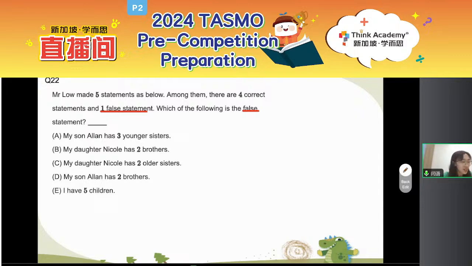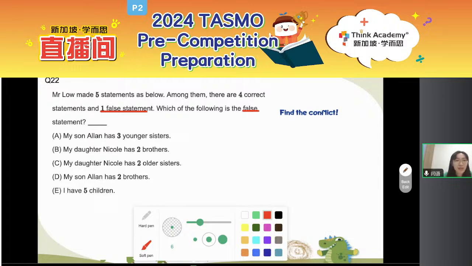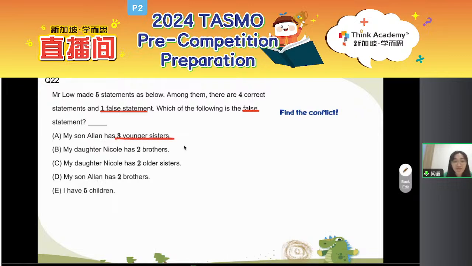Okay, let's check out. Actually for such a question, the most important thing is to find the conflict, okay? And here, everyone, if you never met such a problem before, please take notes: find the conflict. So here, let's have a look. A says, my son Alan has 3 younger sisters. So think about it, which sentence is also talking about the younger sisters or older sister? Okay, C, right? C says, my daughter Nicole has 2 older sisters, but can you find any conflict here? No, right?